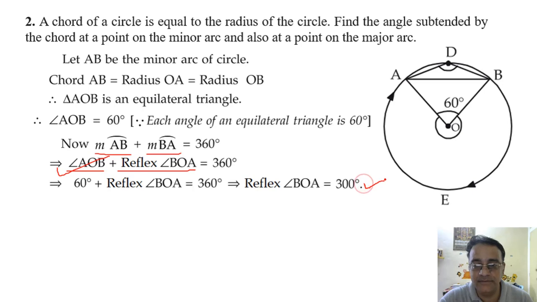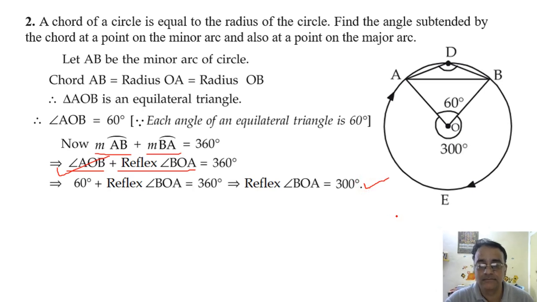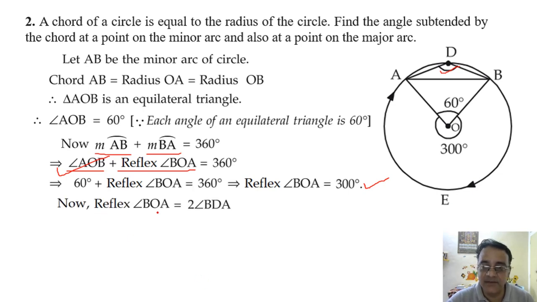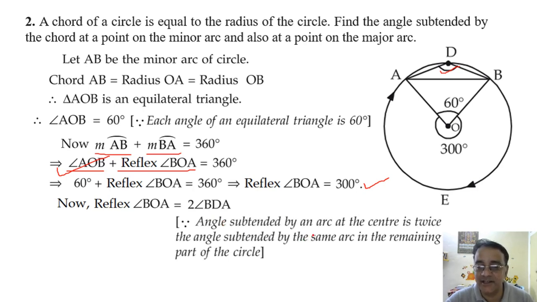This is clear to all of you? Yes, sir. Okay. Now we need to find this angle. How do you have to find this angle? Look. Sir, half of 300. Right, correct. But before that, we have to mention that reflex angle BOA is equals to 2 times angle BDA. Why? Because angle subtended by an arc at center is twice or double the angle subtended by the same arc in the remaining part of the circle.